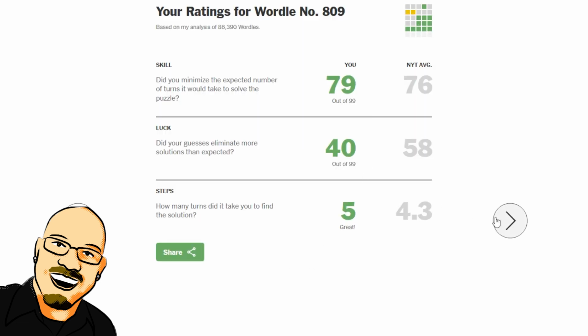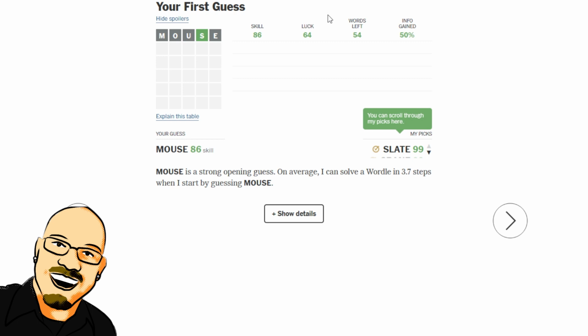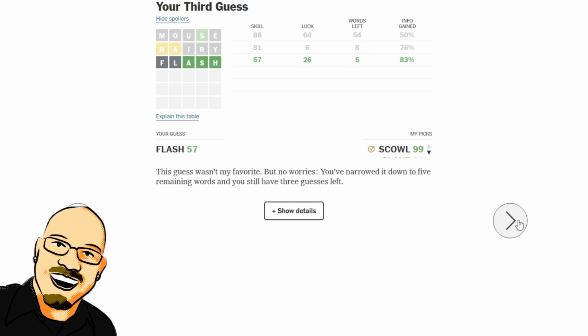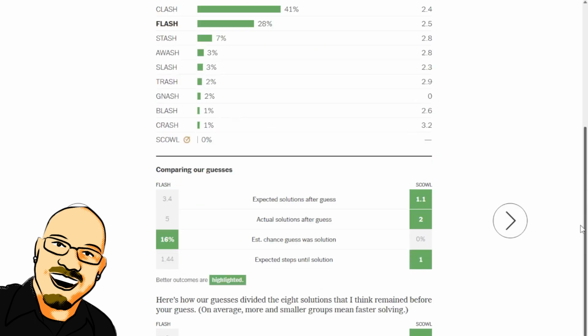79 skill, 40 luck. Mouse giving us 54 words left, which is pretty great for just a single letter left. Harry brought it down to 8. A little bit unlucky. When I say a little bit, it's 6 luck, so it's incredibly unlucky to only have gotten it down to 8 is how I'm reading that. Flash was not a great guess. Only brought it down to 5.